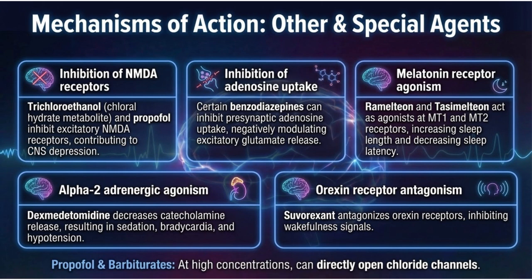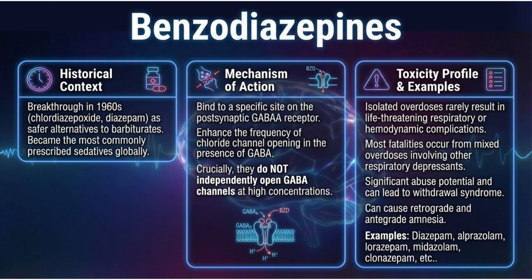Then you have dexmedetomidine, which is an alpha-2 agonist used a lot in the ICU. It causes sedation without the big risk of respiratory depression you get with GABA drugs. Okay, that brings us to what might be the single most important part of this whole discussion. The life or death difference between a barbiturate overdose and a benzodiazepine overdose. What is happening at the molecular level?